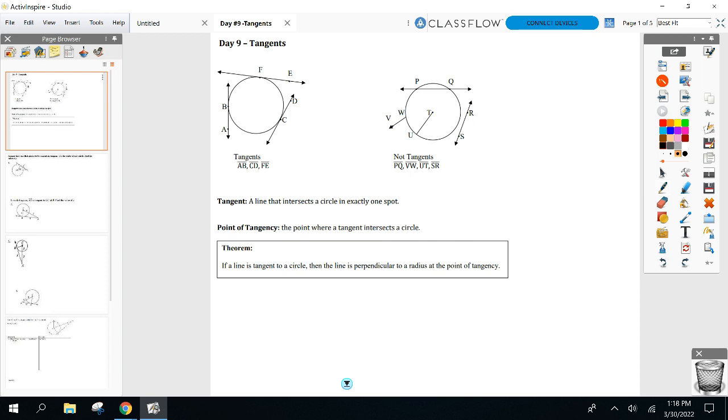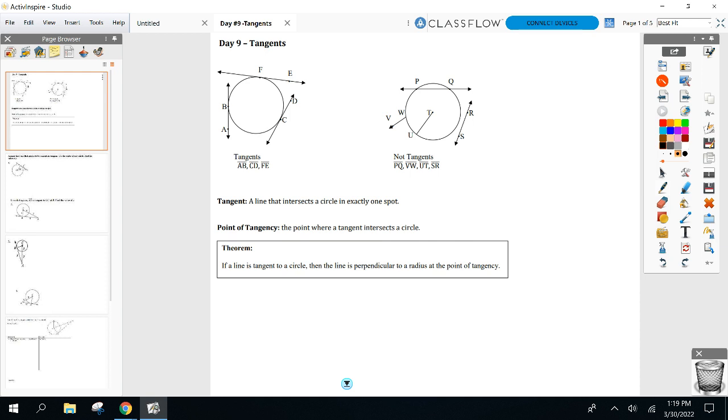Look at my diagram to the right. I got a couple questions for you. Why wouldn't PQ be considered a tangent? What's wrong with PQ? Why doesn't PQ fit my definition? It hits twice, right? That's a word coming up later on in the week. Why doesn't TU work? It hits once. What's the issue? It's not a line.